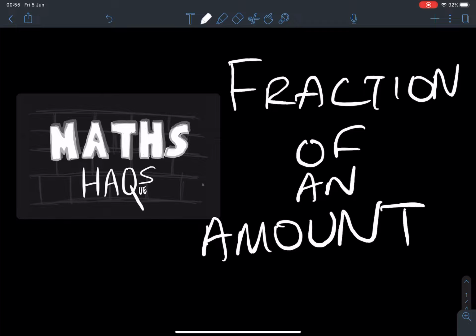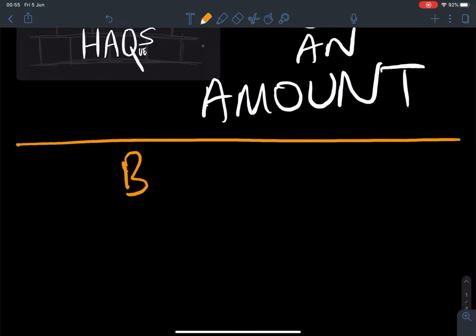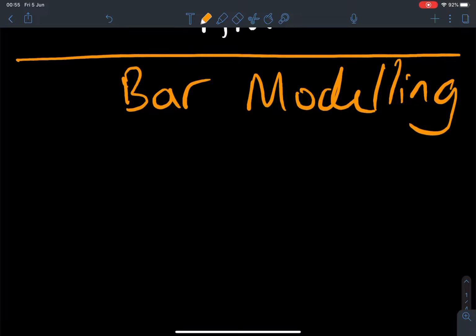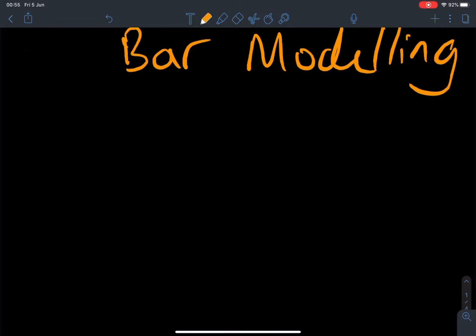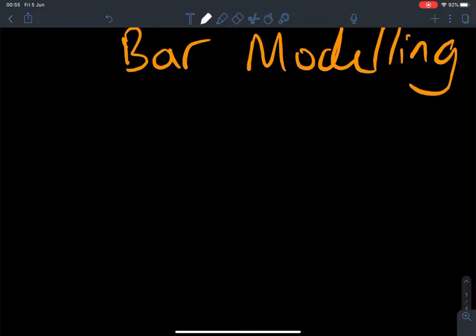So what we're going to do is a quick video on how to work out fraction of an amount, or fractions of amounts. I'm going to use a method called bar modeling. Some of you may have used this if you've done ratio or percentages, but we can use it for fractions as well. I'm going to use it to do two types of questions. Let's focus on the easier one first.